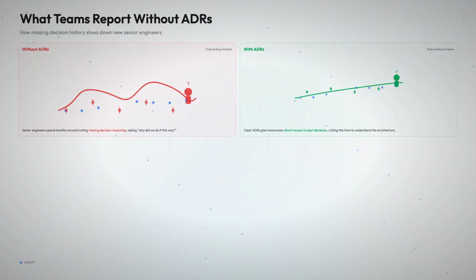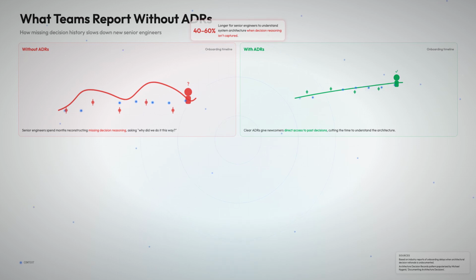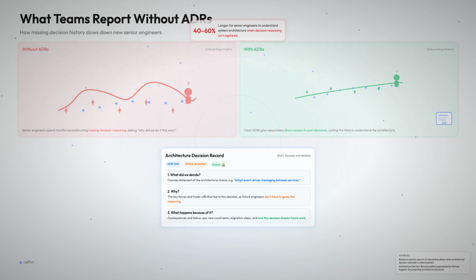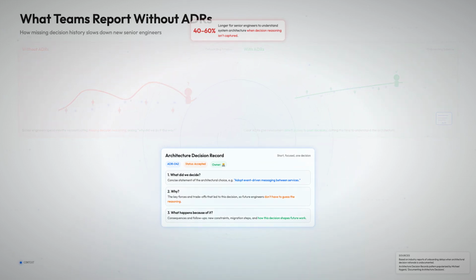Teams report that senior engineers joining their projects take 40 to 60% longer to understand system architecture when decision reasoning isn't captured. But there's a solution. Architecture Decision Records. ADRs are short documents that capture a single architectural decision and the reasoning behind it. 3 questions. What did we decide? Why? And what happens because of it?